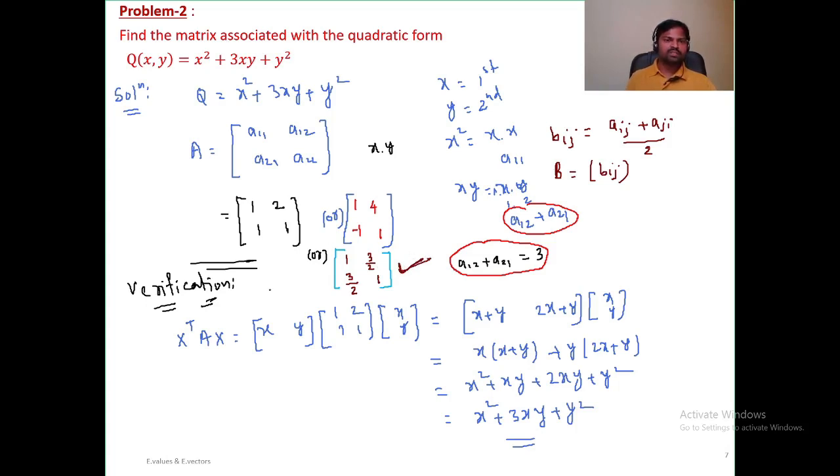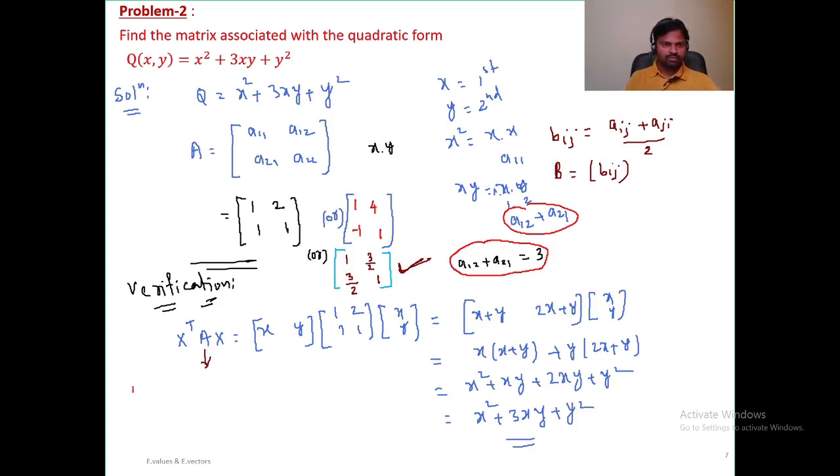In x transpose A x, if this A is symmetric, then one and only one matrix exists. If you don't keep any conditions, then what are the possibilities of A? For this problem, look at the 3 possibilities I found. Not only 3: you can write 5 here and minus 2 there, so 5 minus 2 gives 3. That is also one matrix. You can write 6 and minus 3 here. Like that you can generate so many matrices. Therefore such A is not unique. But if you take A symmetric, then the matrix is unique. So you write that in the note.